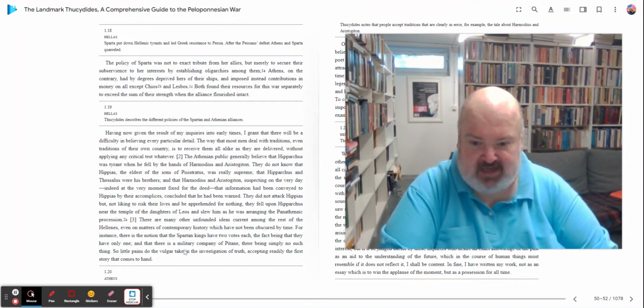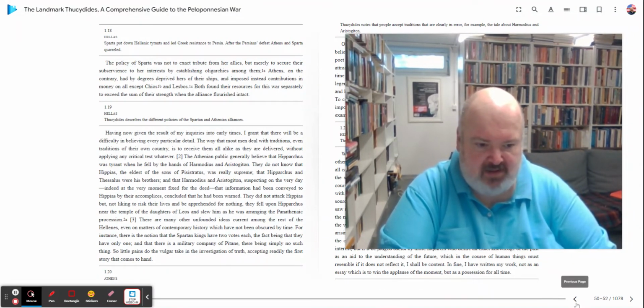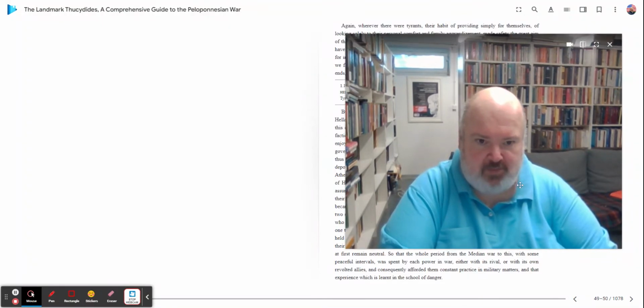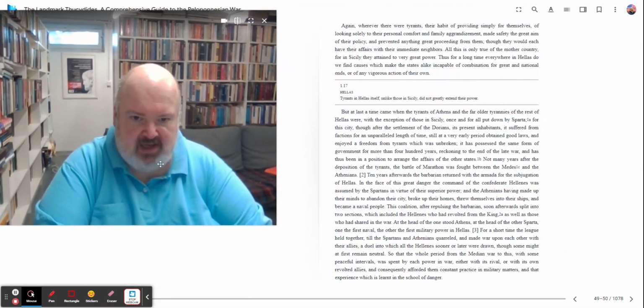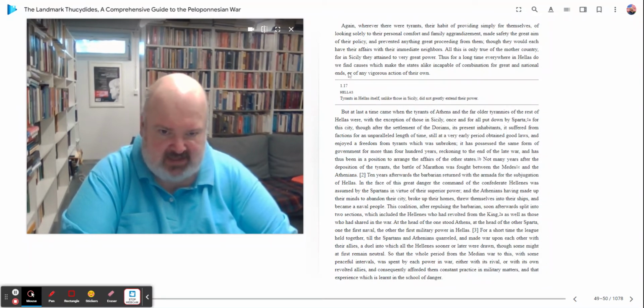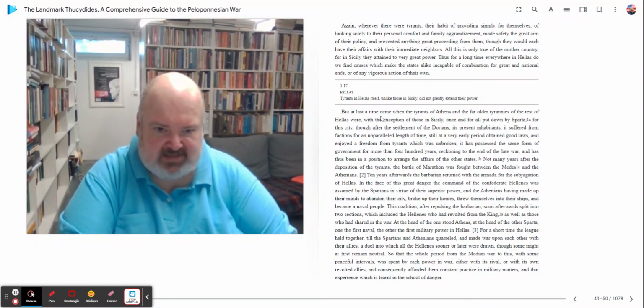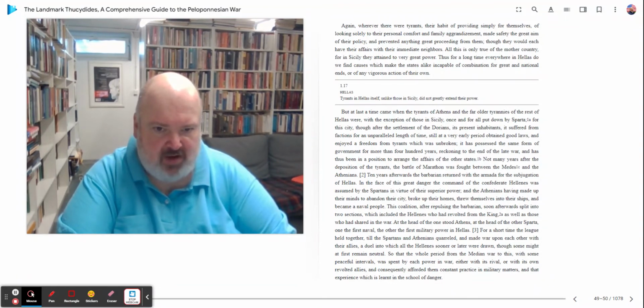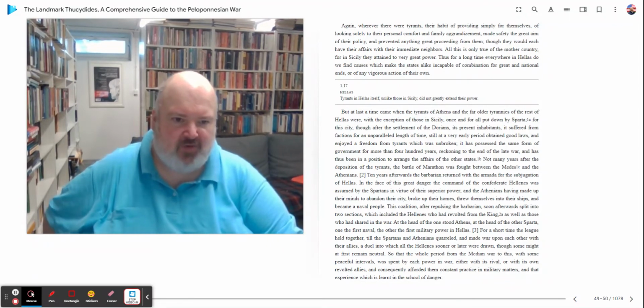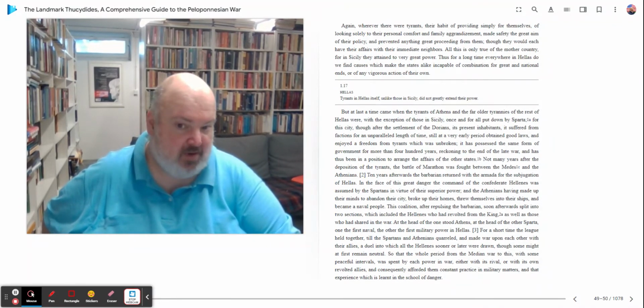So let's go back for a second. I want to go back one little bit so we can do this. This is where 17 ended. I said 17, so 18: "But the time came when the tyrants, and the far older tyrannies of all the rest of the Hellenes were, with the exception of those in Sicily, once and for all put down by Sparta." So Sparta goes around eliminating the tyrants.